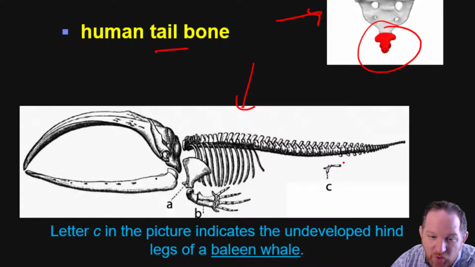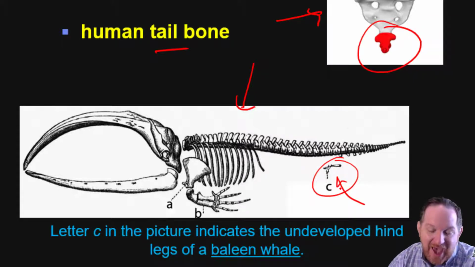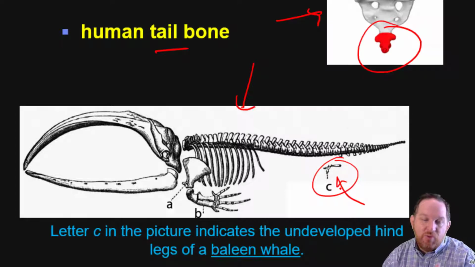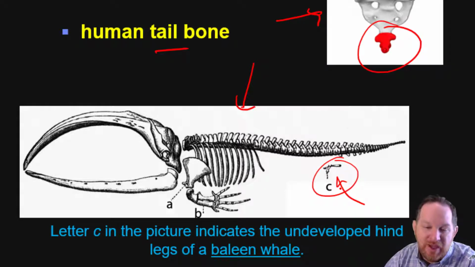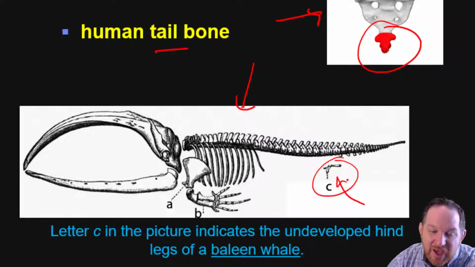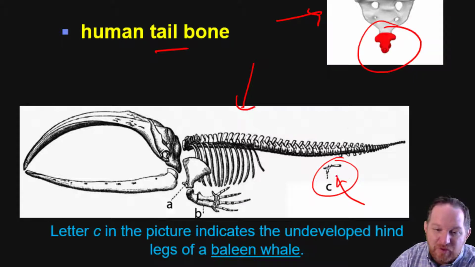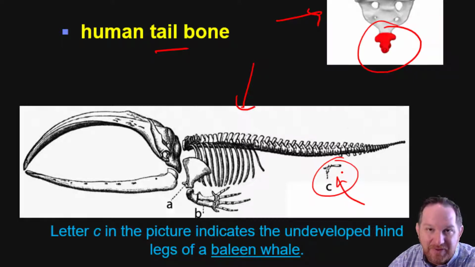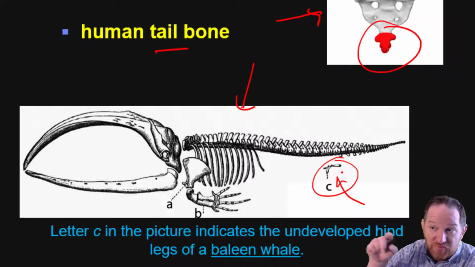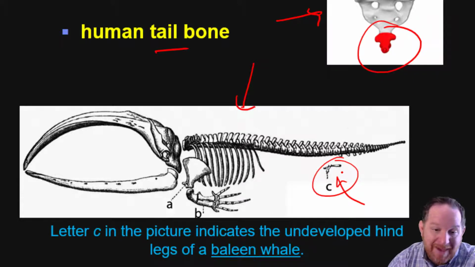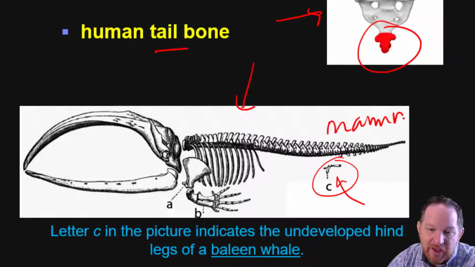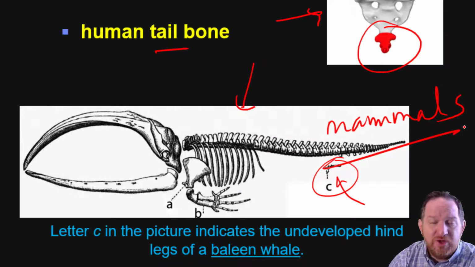Whales actually show remnants, right? If you look here at letter C, this is the undeveloped hind legs of a baleen whale. And so if you look at whale fossils, if you look at even some modern day whales, you can see some of these remnants of legs. Wait, why would a whale have little parts of a leg? Well, whales at some point we know used to be land animals. And then, of course, they moved back into the water later on. They are mammals, right? Just like us. Okay, so those are vestigial organs.